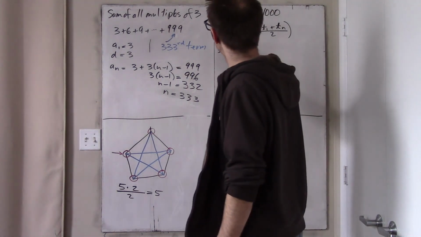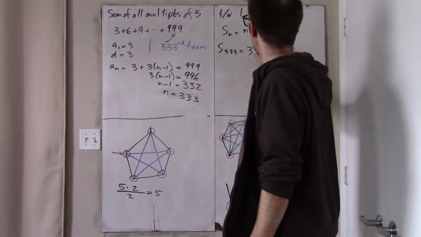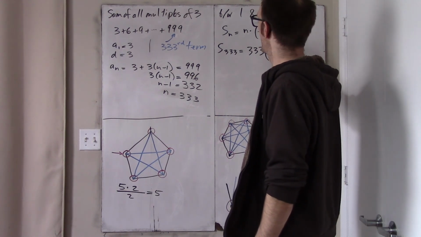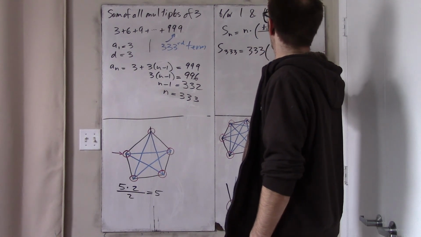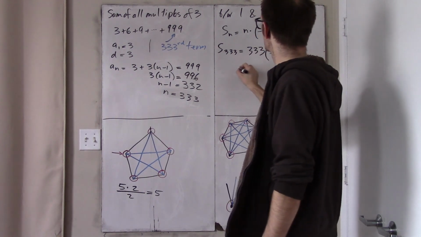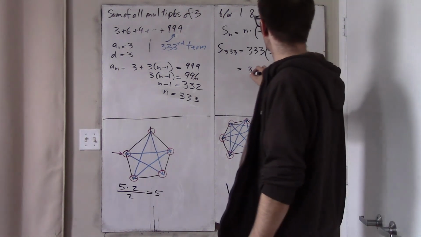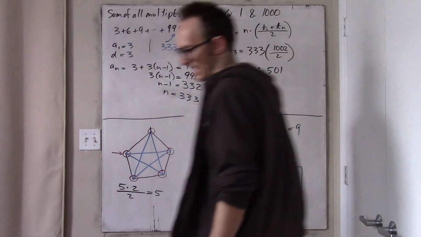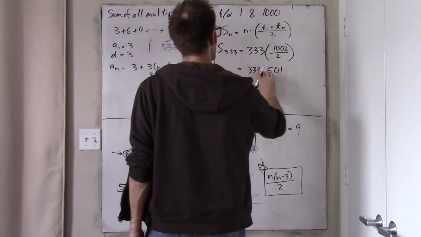Okay, so if I want the sum of the first 333 terms, then this is 333 times, what is that? 1002 over 2. Okay, so this is just some big number. I don't really feel like doing this. 333 times 501. Maybe I'll just leave it like that. That's the right answer. Okay, good.